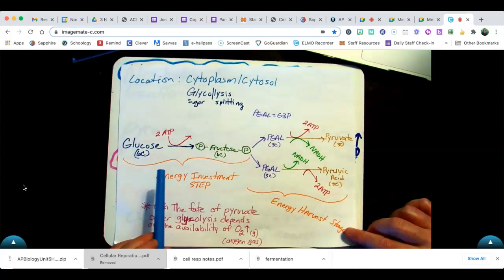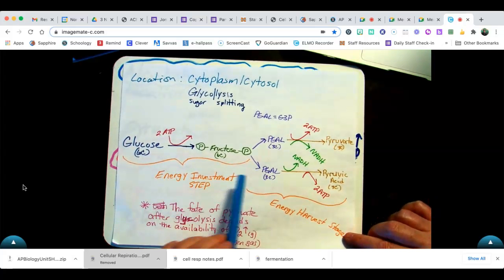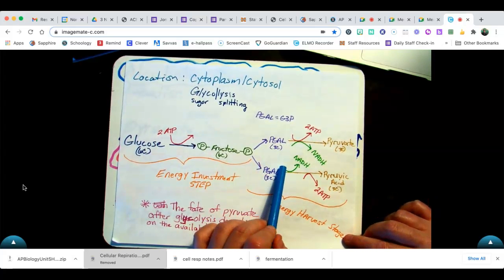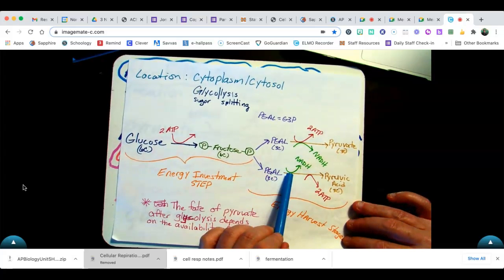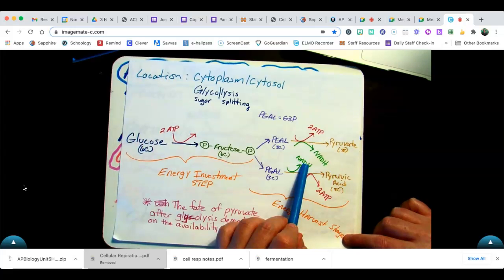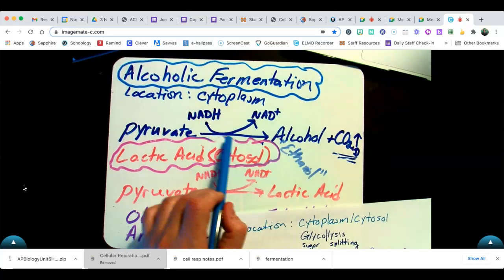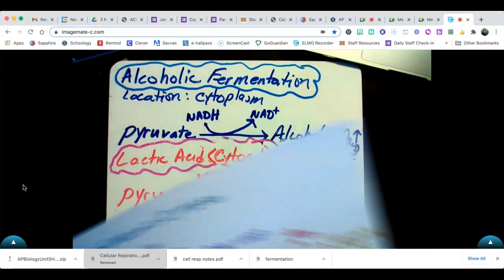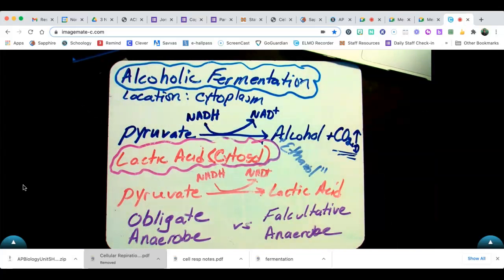So that NAD+, as long as it's being regenerated, can come back into glycolysis, pick up electrons, pick up the hydrogen ion, and we reform NADH. And NADH could come back in. So as long as we have NADH coming in and NAD+ being regenerated, this whole flow can continue.